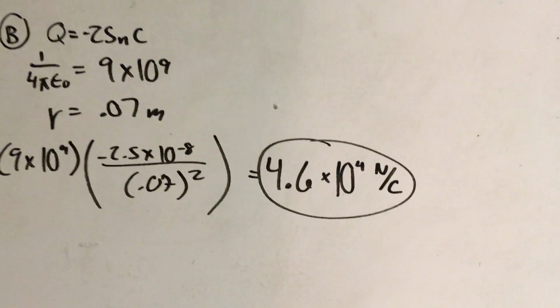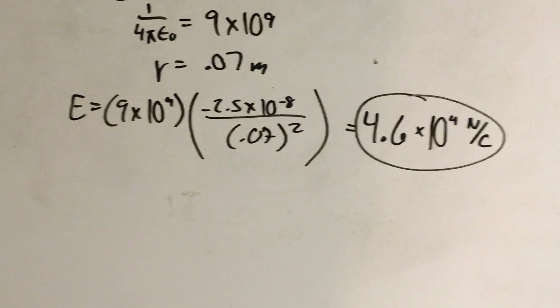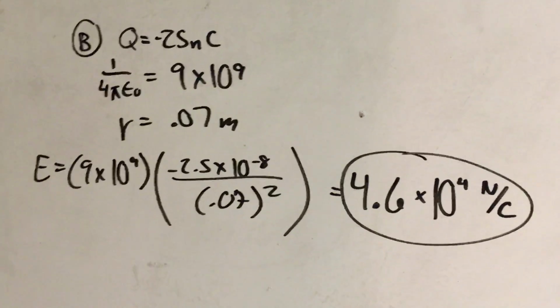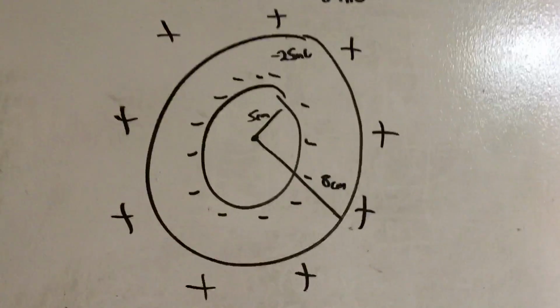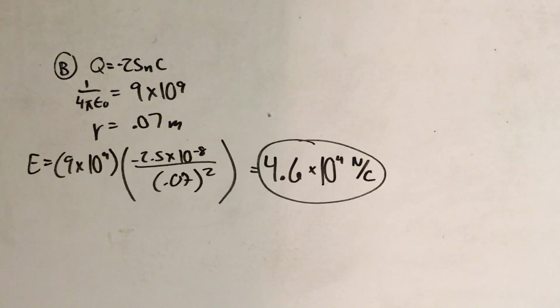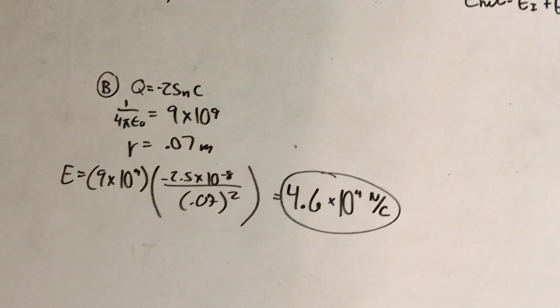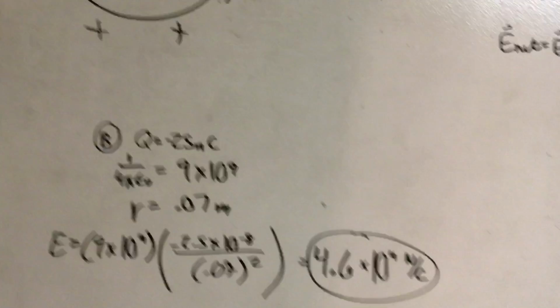In the case of the larger shell, the location is still within its boundaries, so we just add our previous value to 0, because technically E net is equal to the electric field of the smaller shell plus the larger shell. So 0 plus 4.6 times 10 to the 4th newtons per coulomb is still 4.6 times 10 to the 4th. Therefore, that's the same.